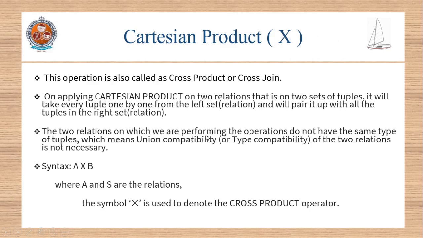The two relations on which we are performing the operation do not have the same type of tuples, which means they need not be union compatible or type compatible. This is not necessary for this operation to be performed. We do not require both relations to be union compatible, means type compatible. The syntax is given as follows: A X B, where A and B are the relations and the symbol X is used to denote the cross product operator.